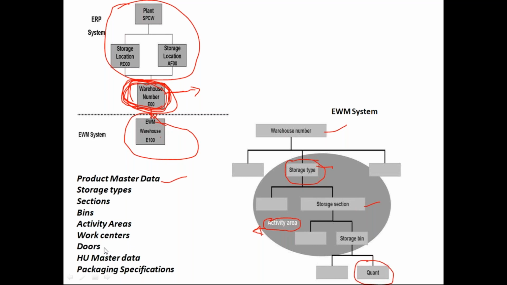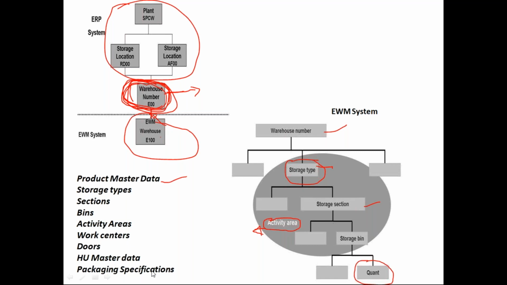And obviously we have something related to doors, because imagine that your warehouse has multiple doors. You need to capture all that information in the system. You need to maintain the structure, and also you need to maintain the master data. And we have HU master data, in other words handling unit. In WM we have storage units, right? We will not have storage units in EWM. It is handling unit only. Whatever handling unit you generate on the ERP side, the same handling unit you can use in EWM, or you can generate handling unit in EWM. That information can be flowed back to ERP. That is about HU master.